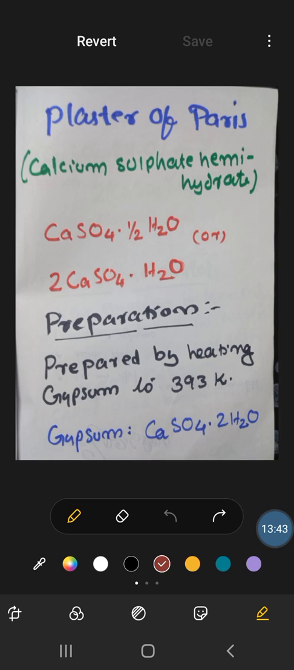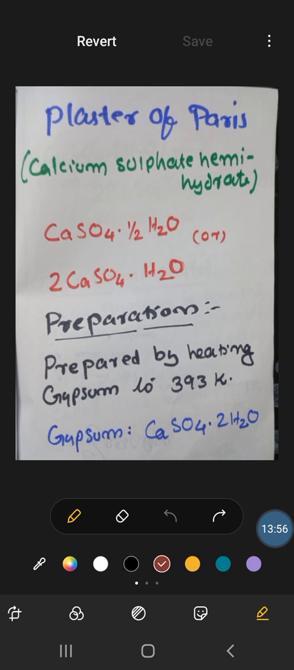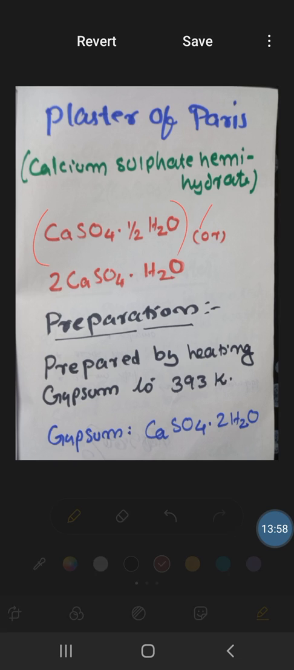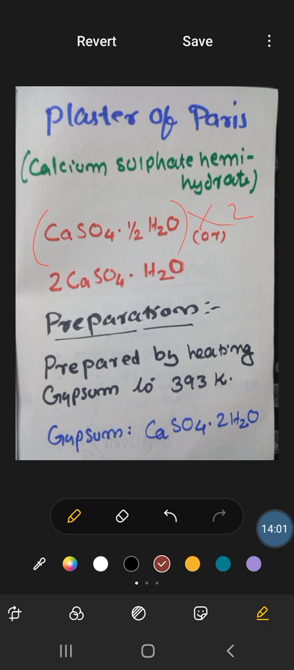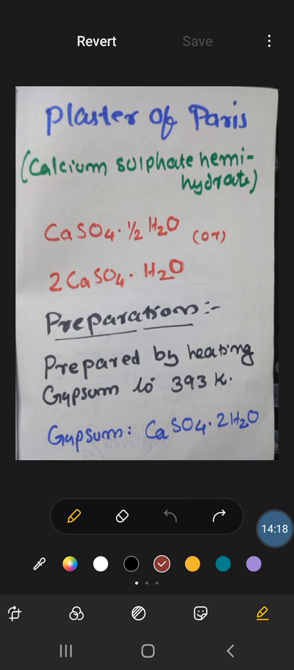So calcium sulfate hemihydrate is the chemical name of plaster of Paris, or you can write it in this way also: 2CaSO4·H2O. So if you multiply this with 2, you get 2CaSO4·H2O. So that also represents plaster of Paris. So chemical formula of plaster of Paris is CaSO4·½H2O or 2CaSO4·H2O. So you can write it either way.